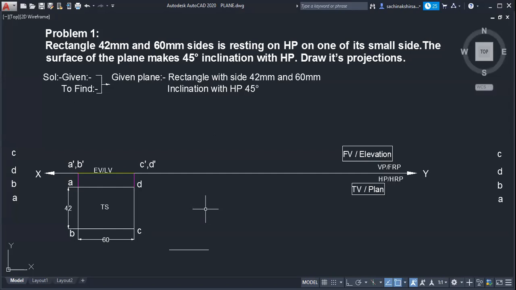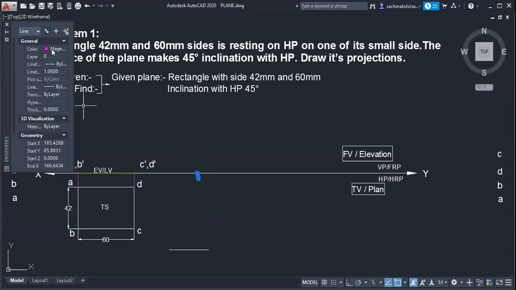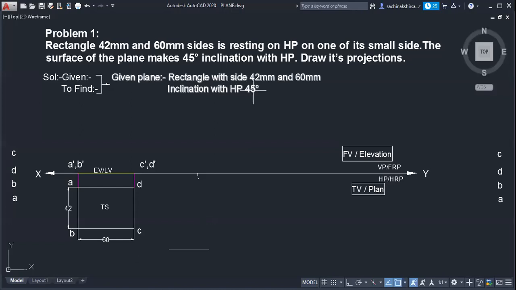Where we are showing it in VP or in HP, inclination with HP will be observed in where? In VP. Now very simple. What you have to do? You have to take one point randomly here. Take one point, maybe something. One point you can take. And from here you can mark a line of 45 degree.